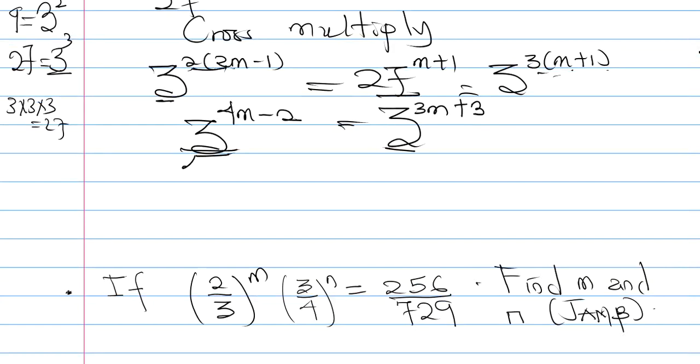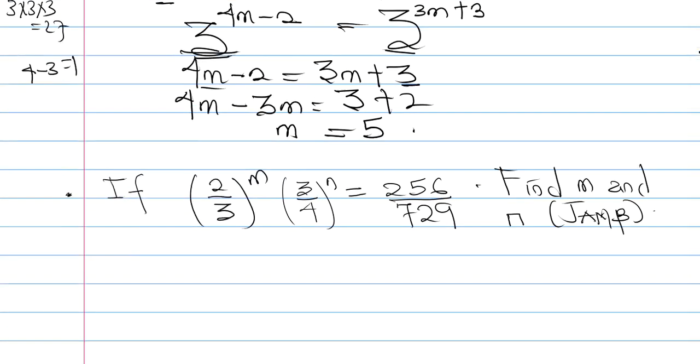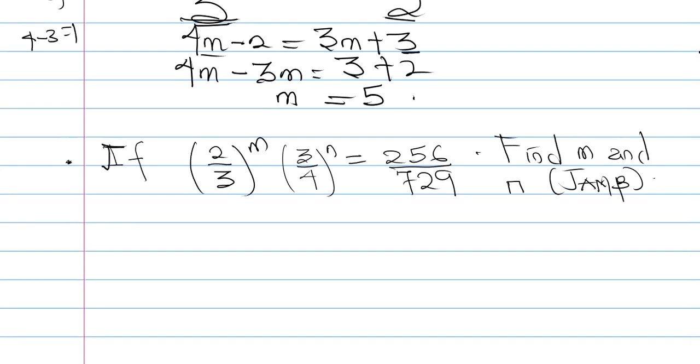So we have 4m minus 2 equal to 3m plus 3. Collect the like terms. We have 4m minus 3m equal to 3 plus 2. So 4m minus 3m is m. Okay, 4 minus 3 is 1. Just add your m. 3 plus 2 is 5. Okay. Now look at this question as well. So you can drop your answer.